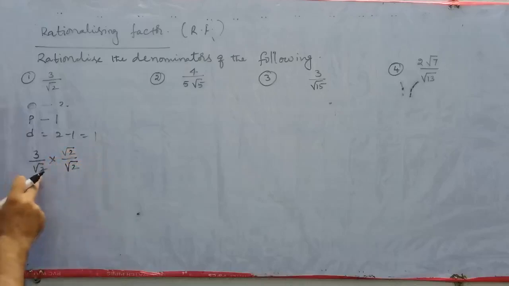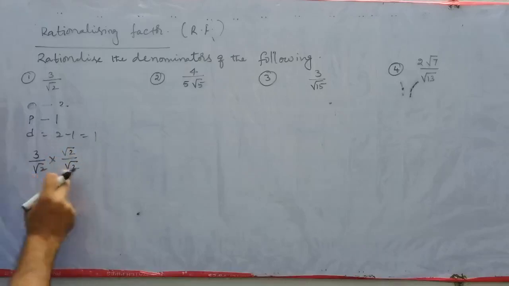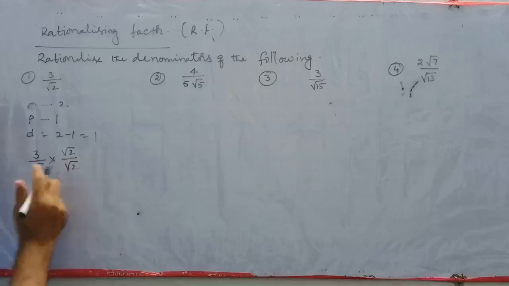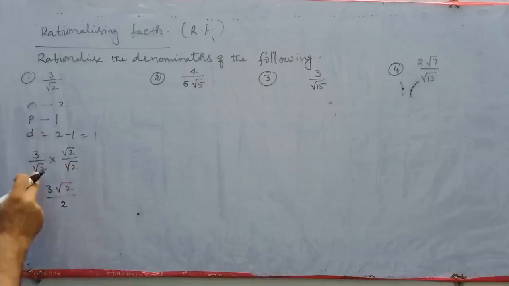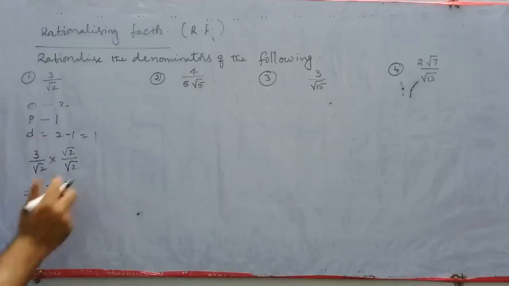Okay. Root 2 into root 2 is root 4. What is the square root of 4? 2. So that is the rationalizing factor. 4 is the rational number. So the rationalizing factor of root 2 is root 2 again. So therefore 3 into root 2, 3 root 2 by root 2 into root 2, which is root 4. Root 4, the square root of 4, is 2. Okay, that is the rationalizing factor.